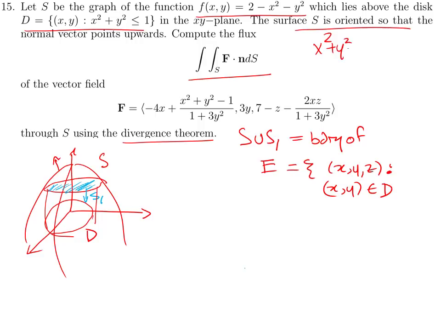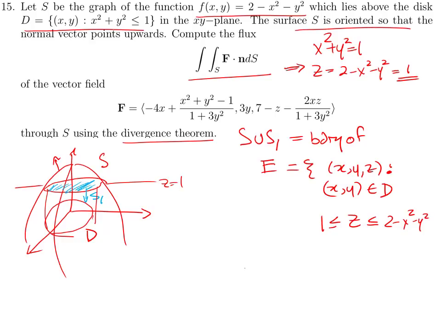x squared plus y squared equals 1. This implies z equals 2 minus x squared minus y squared, which equals 1. So this intersection is happening in the plane z equals 1. So the values of z inside the solid region E, z lies between 1 and 2 minus x squared minus y squared. Okay? So E is this region in here.